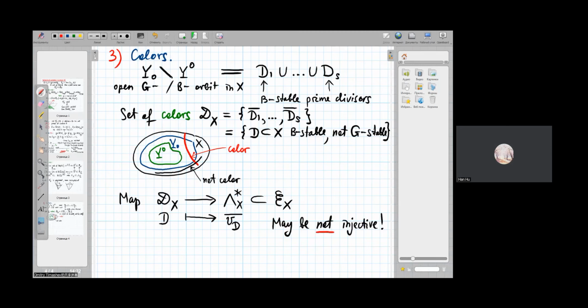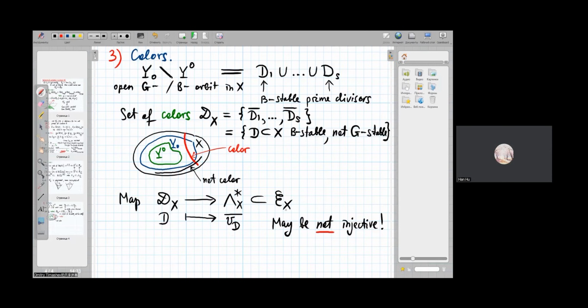Well, D_X is the linear combinations of the closure of D_i, right? No, it is not. It is not the set of linear combinations. It is just the set of prime divisors. Let me recall this notation. By the way, I finish the first half of my lecture right now, and now I answer questions.